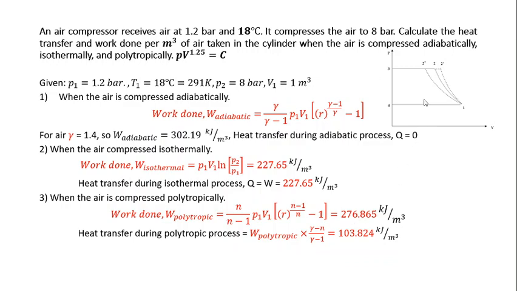In the PV diagram, see, 4 to 1 is suction, 1 to 2 dash is isothermal compression, 1 to 2 is polytropic compression, and 1 to 2 dash dash is adiabatic or isentropic compression. Now in the next class we will discuss the reciprocating compressor with clearance volume.